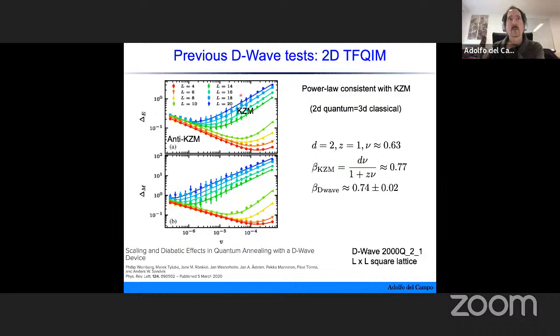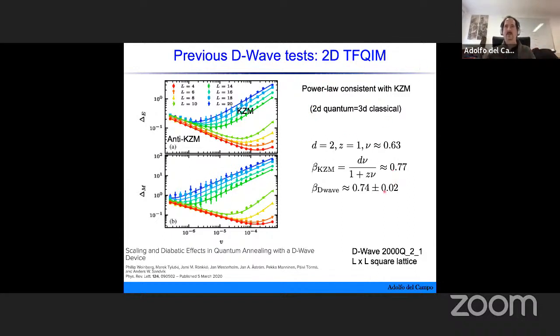Other than that, in principle, the system size was fairly limited, but these are square lattices, some of them very, very small, other ones more interesting, of size 20. And the agreement... so they embedded the two-dimensional transverse field quantum Ising model, whose equilibrium properties you can describe in terms of the three-dimensional classical Ising model.